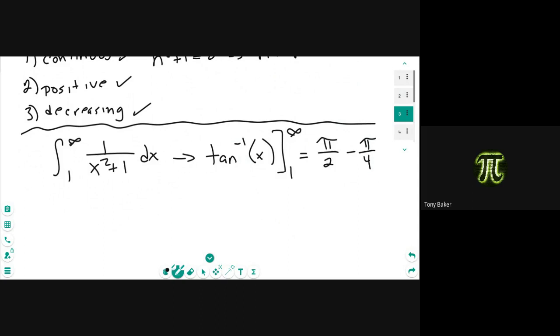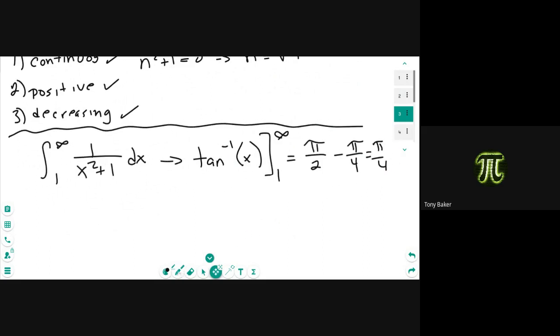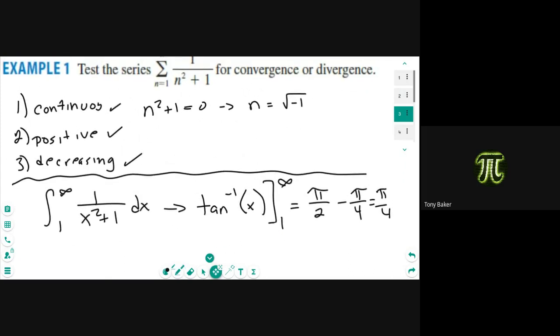So in this case, this integral goes to pi over 4. Since the integral goes to a value, it converges to pi over 4. So the original series that I had is convergent. I don't know the answer for it. I just know it's convergent.